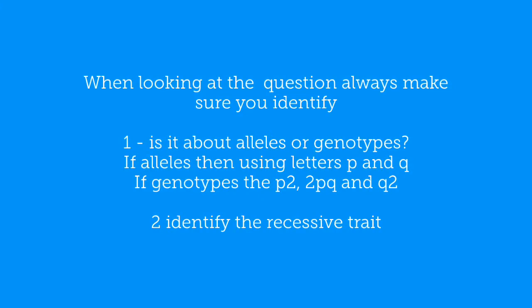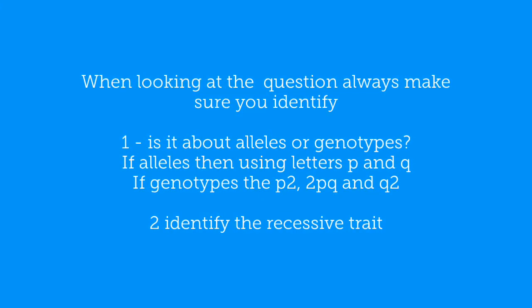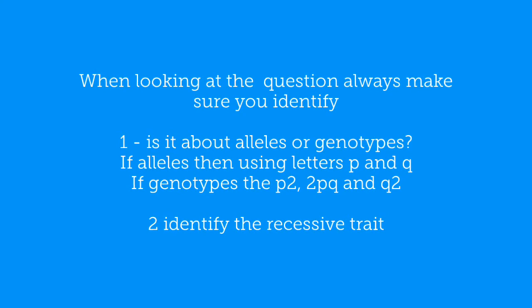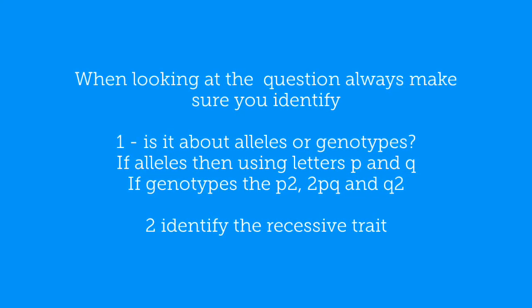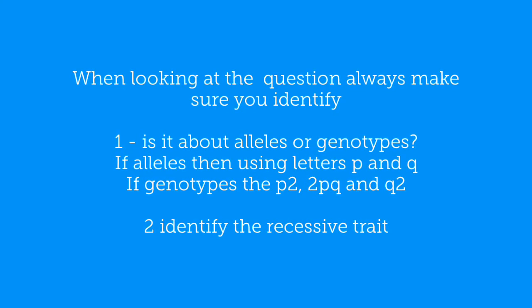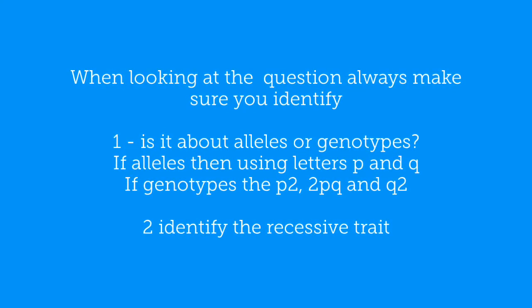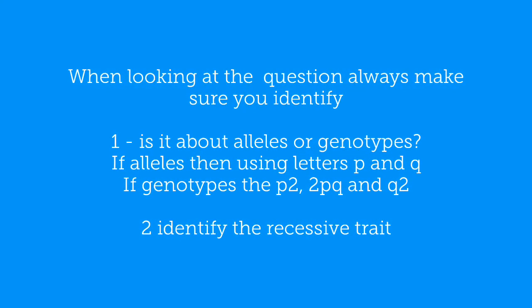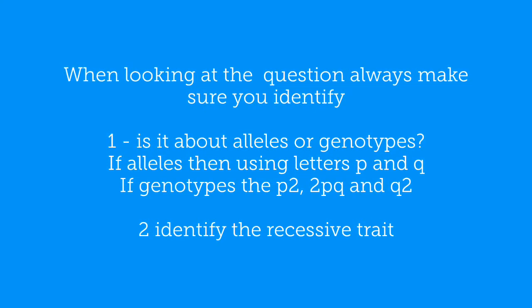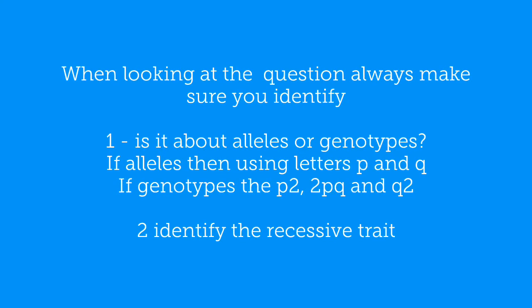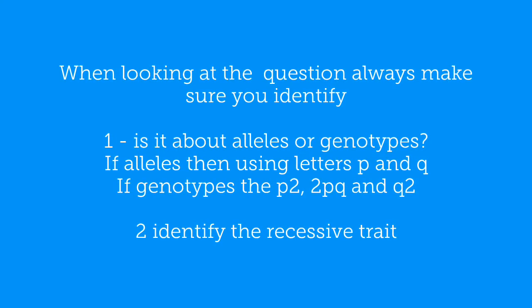When looking at the question, there are 2 things you must identify first of all. Is the question about the alleles or the genotypes? If it is about the alleles, then you're using the letters p and q. If they've talked about their features, then you're thinking about their genotype, so you're using your p squared, 2pq and q squared. Then you need to identify which is the recessive trait.